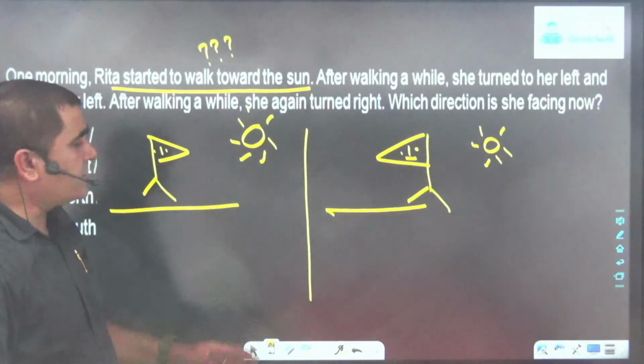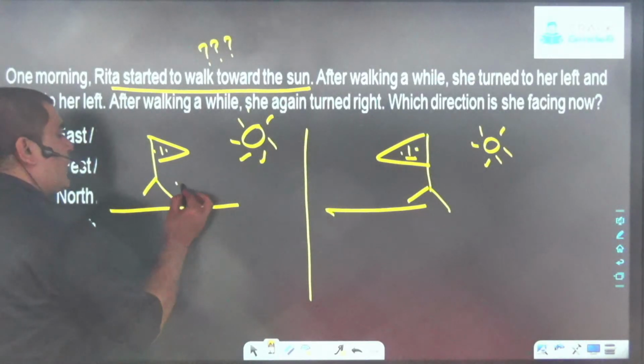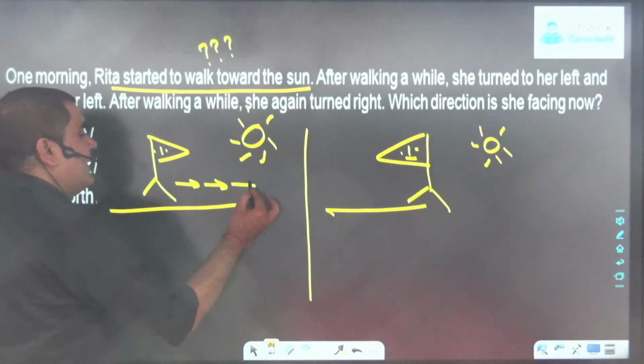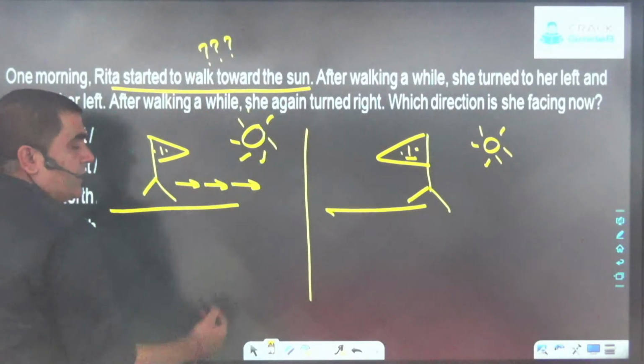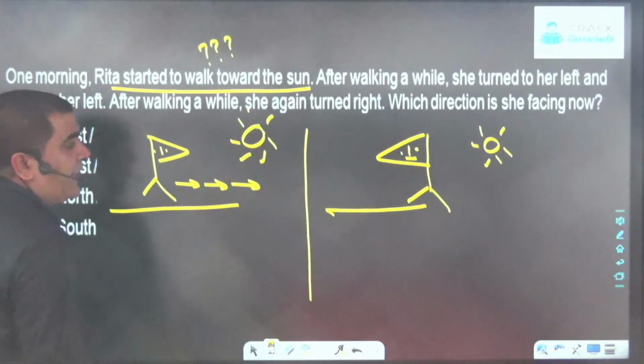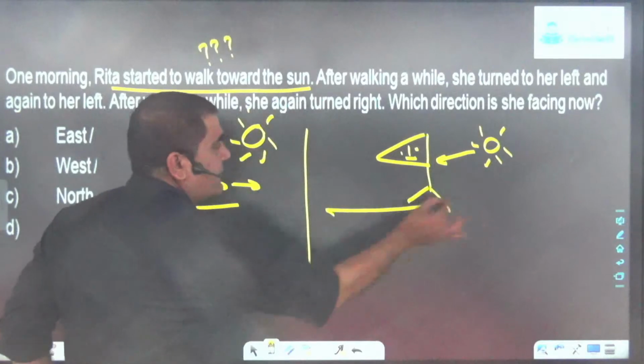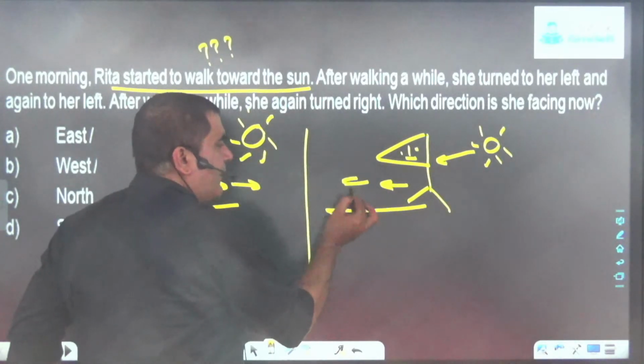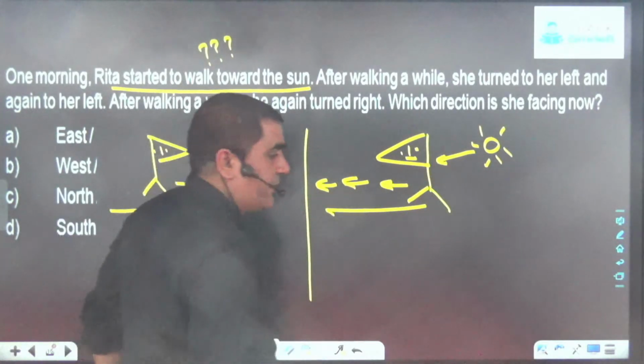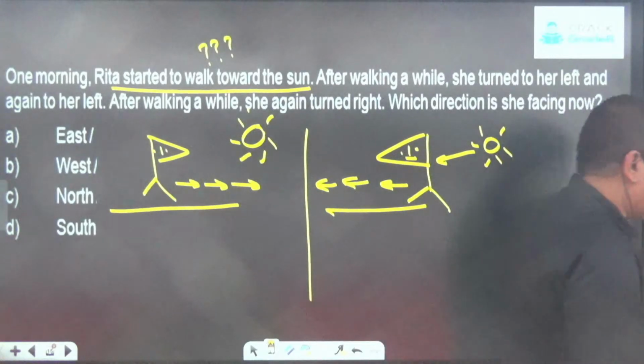So here, what does it mean? If the person is moving towards the sun, he will move in the same direction as the sun. And if the person's back is towards the sun, the person will start moving in the opposite direction to that of the sun. Clear?